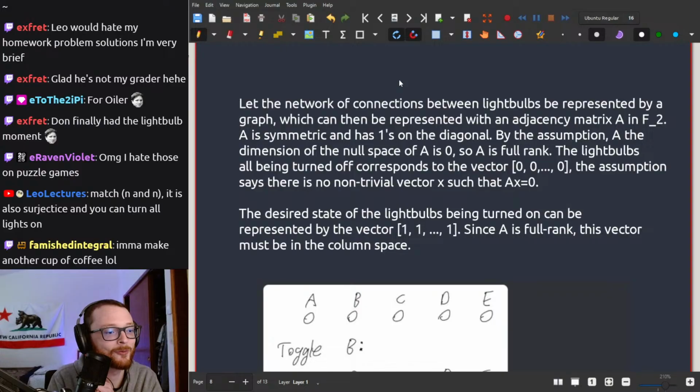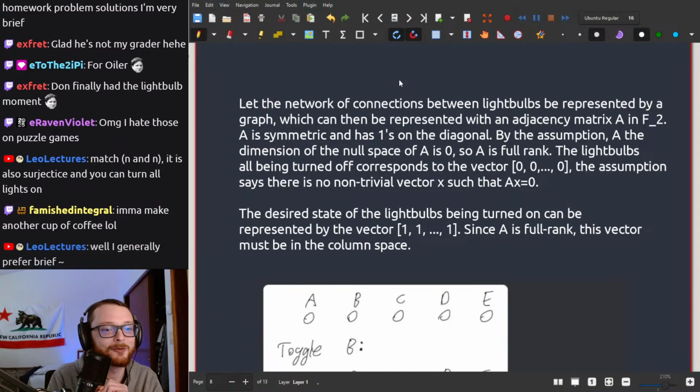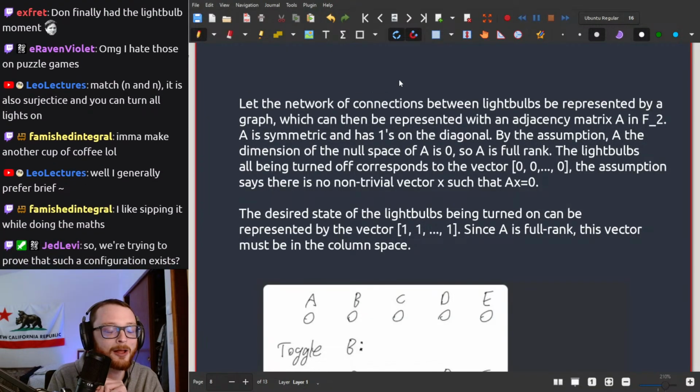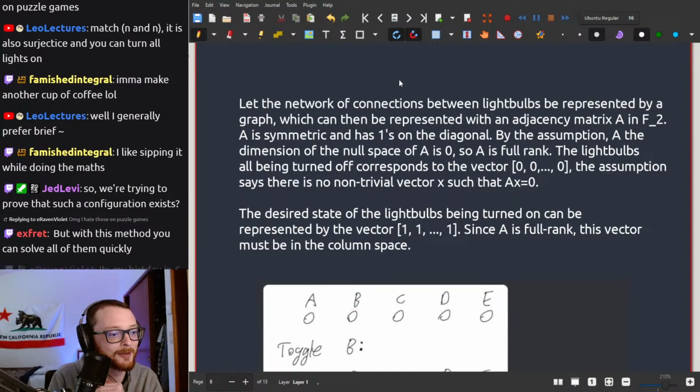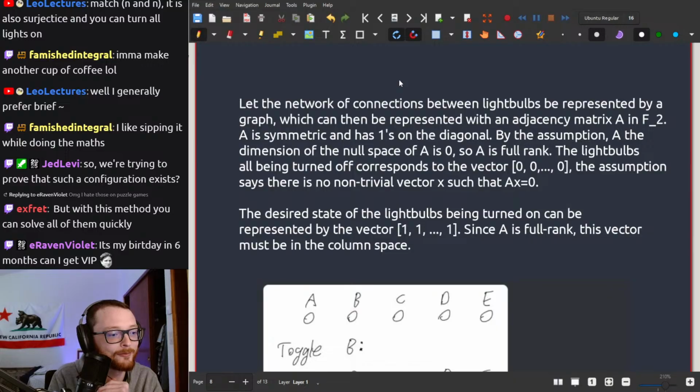They would hate my homework problem solutions. I'm very brief. Yeah, I finally had the light bulb moment. I try to be brief, and then in one of my classes, the professor announced, show all of your work, and I'm really annoyed at that because asking me to show my algebra as a master's student just feels rude. But apparently, in one of my classes, they want to see the algebra. Making another cup of coffee. Coffee is like math juice.